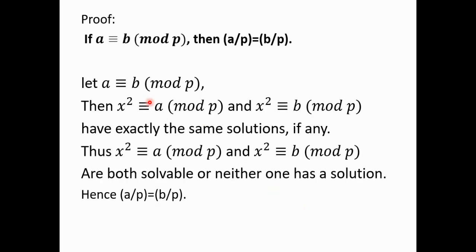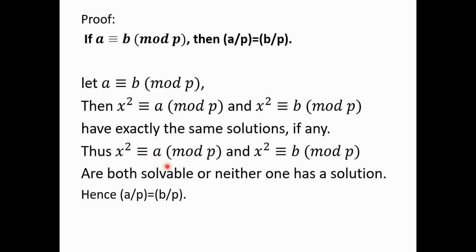First of all, we have to show that if A and B are congruent modulo P, then A upon P is equal to B upon P. So let A be congruent to B modulo P. Then x square congruent to A modulo P and x square congruent to B modulo P have the same solutions because A and B are congruent. So if x square congruent to A mod P has some solution and x square congruent to B mod P has some solution, then they have the same solution because A is congruent to B. If there is any solution, that will be the same solution.